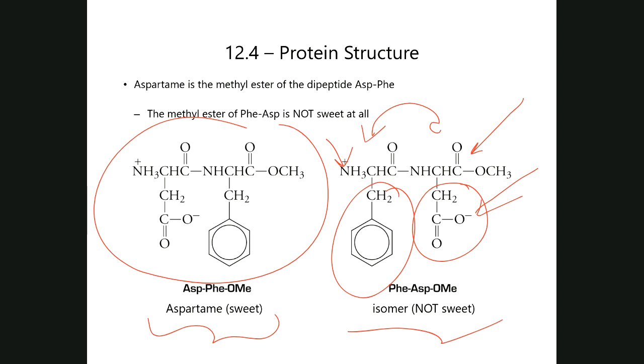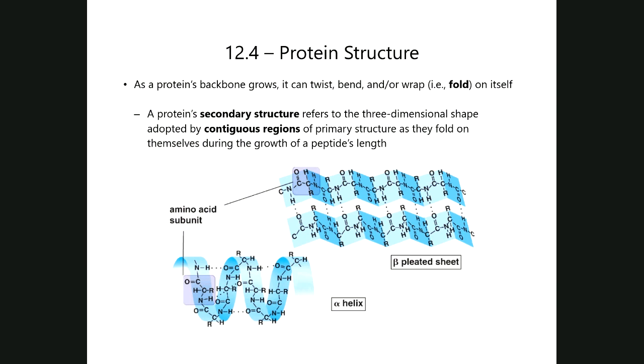And in this case, it's something interacting with your taste buds. If it doesn't fit the right way and it doesn't interact the right way because it doesn't have the right structure, then it can't do the job that it's meant to do. All right. So that's primary sequence, which, as we've just illustrated, can have an enormous consequence in terms of overall function, right? So the next layer is what we call secondary structure.